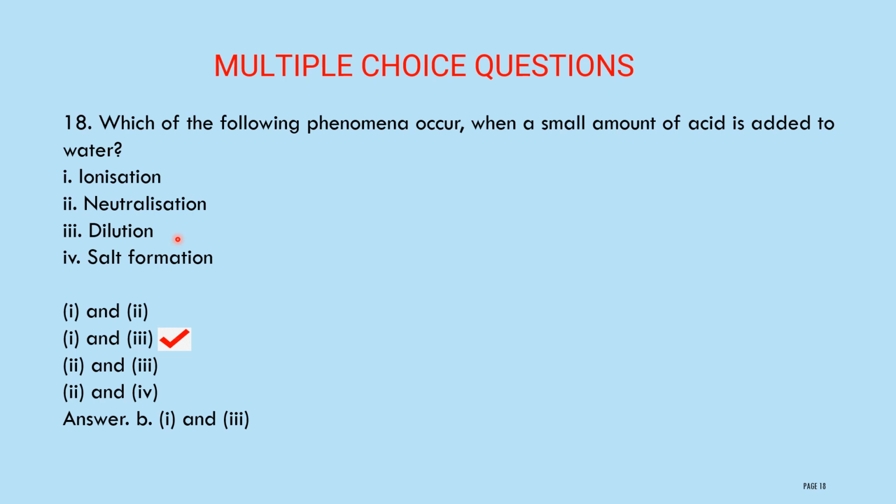Then the third option is dilution. If you add a small amount of acid to water, the concentration of the acid will get reduced by the addition of water. The concentration of acid decreases by adding water. That process we call dilution. Therefore, the correct answer for this question is option B. Option 1 and option 3 is the correct answer.